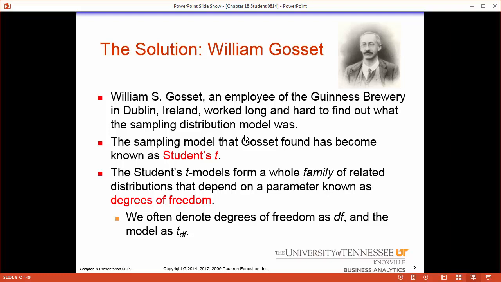The student T is going to look just like the normal, but it comes with something extra. It comes with degrees of freedom. So the degrees of freedom is going to be based on the sample size. So the student T, there are millions of them, because think, you can make a million different sample sizes. In truth, there's actually infinite student T distributions. You say, whoa, how do I know this thing? There's infinitely many of them. How do I know what it'll look like?